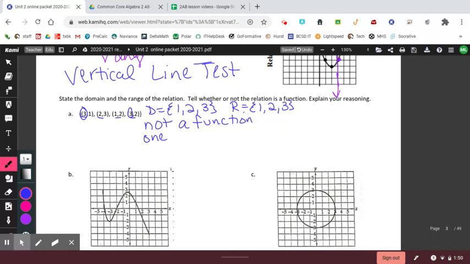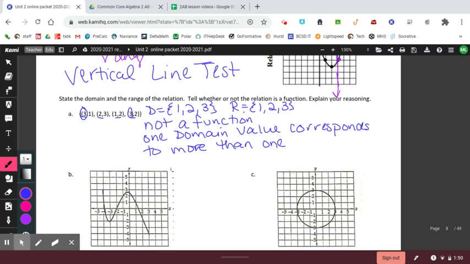One domain value corresponds to more than one range value.